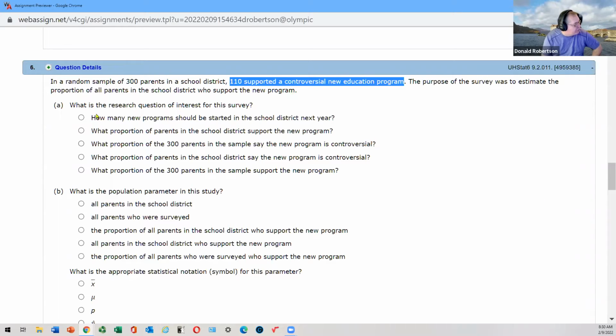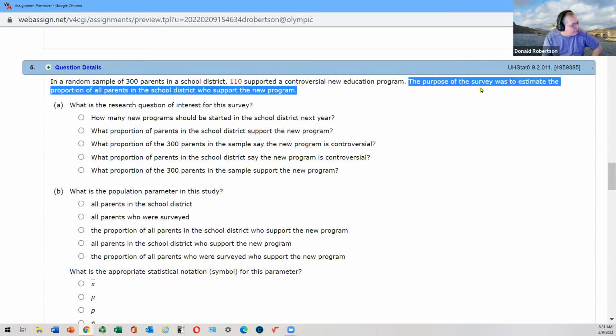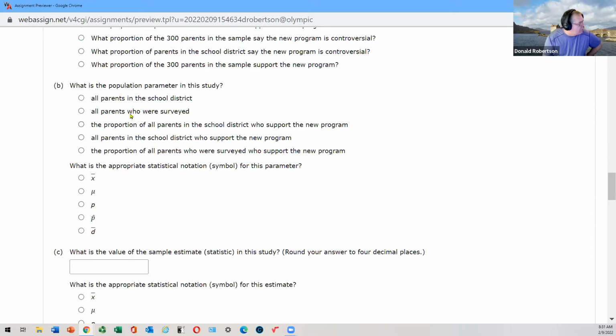And so it says, what is the research question of interest? Well, the second sentence tells us what that is. The purpose of this survey was to estimate the proportion of all parents in the district. So it would be the second dot, right? That's why they're doing this. They want to find out what all of them want. The population parameter then is the proportion of all parents who support this new program.